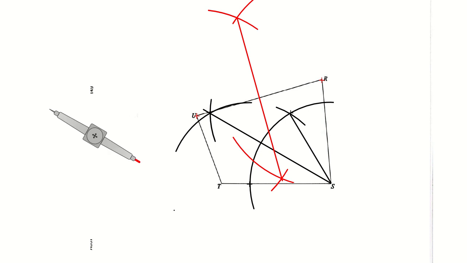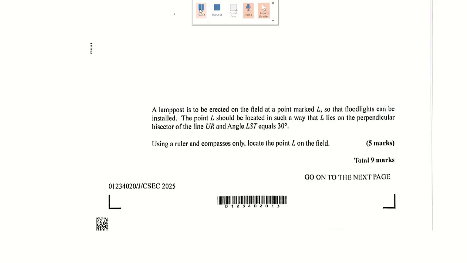So let's move this protractor. Where the black line, which is my 30 degrees, and my perpendicular bisector intersect is going to be L. So L is going to be right there. L is going to be this line right here. Right? And that is how you would locate where L is located. And that is January 2025, an easy 9 marks. So let us go on to the next question here. This is May, June 2024.